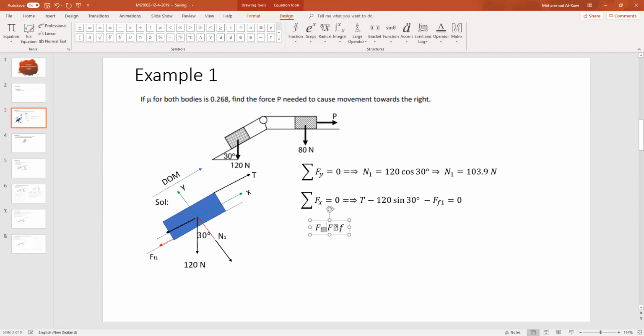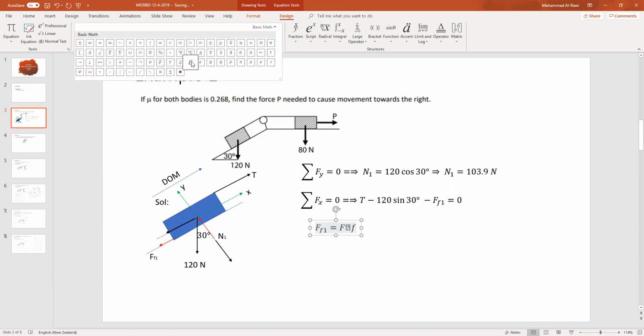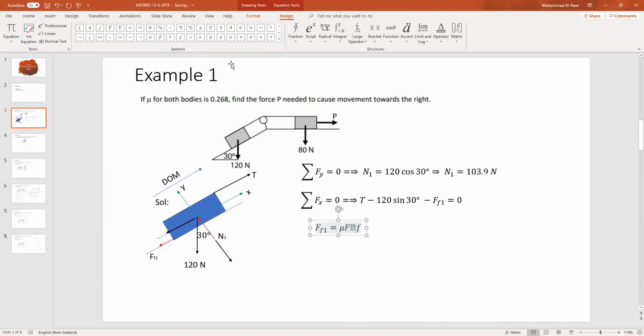F1 equals mu, which is the coefficient. And here, if you want to type your report, this is very good for you, times N1, the normal force 1. Don't confuse them, because we have two normal forces in this example. All right, so that's the equation.